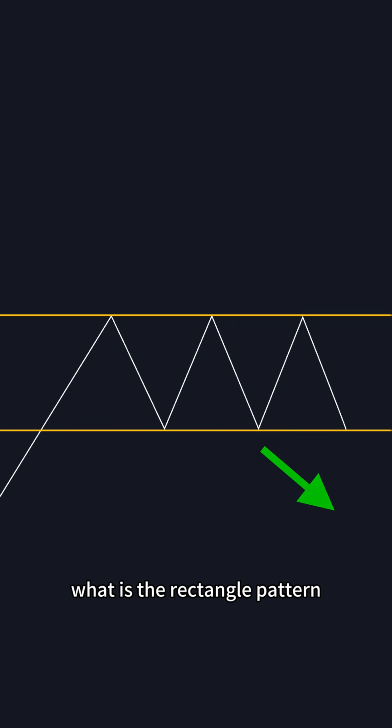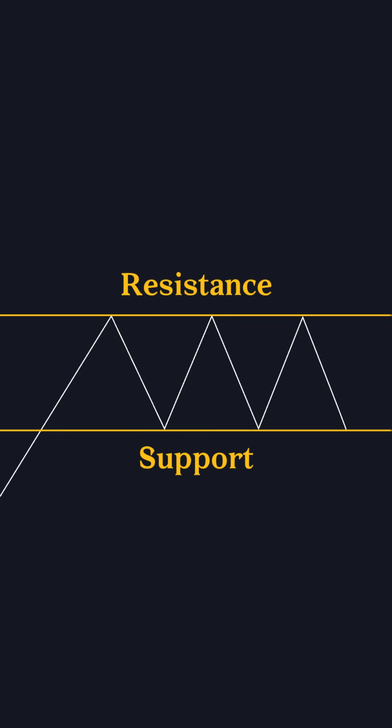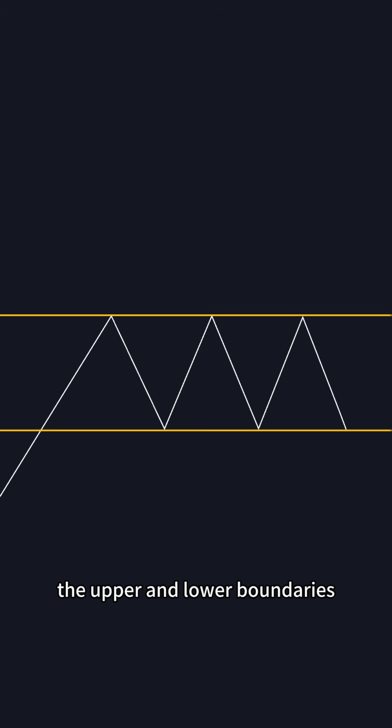What is the rectangle pattern? The rectangle pattern is formed when the stock price fluctuates within a narrow range, creating clear support and resistance lines. The price repeatedly moves within this range, but it struggles to break through the upper and lower boundaries.